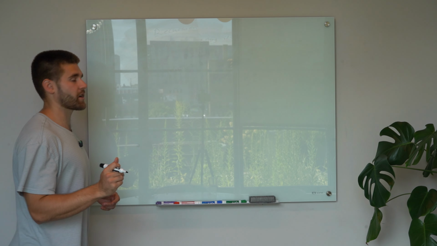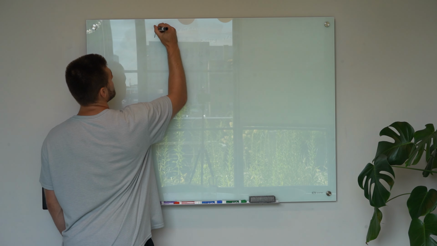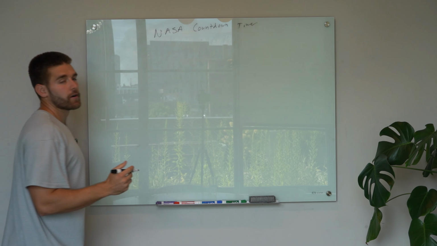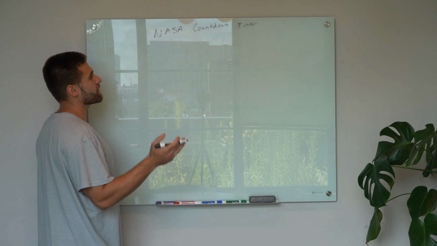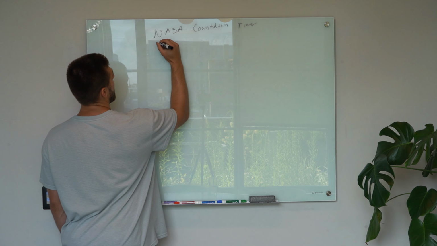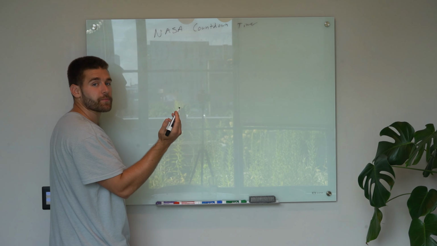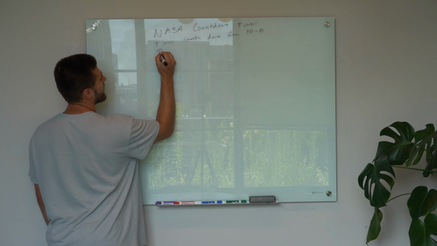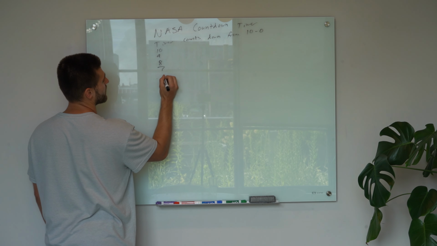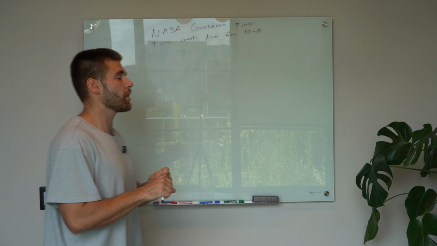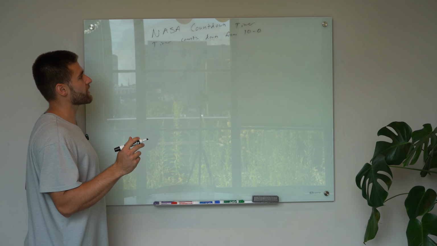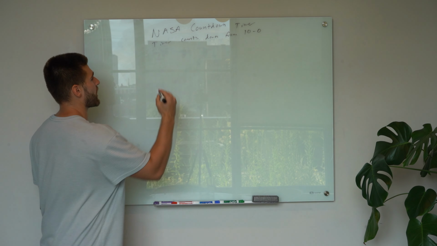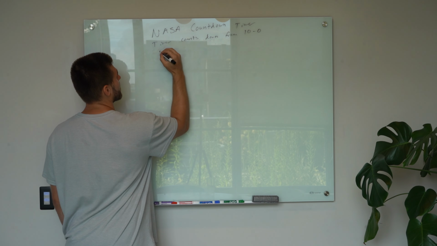So let's take a look at an example of this. We have a NASA countdown timer. The idea of this is you have a timer that counts down from 10 to 0. So it would do something like this: 10, 9, 8, 7, etc. Okay? So if you were to implement something like this in Python, you'd probably do something like this.